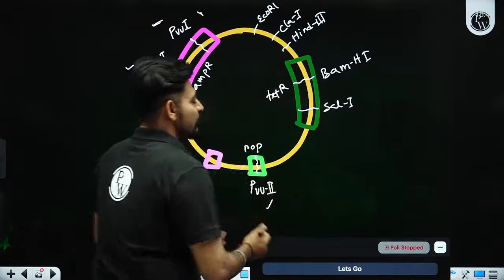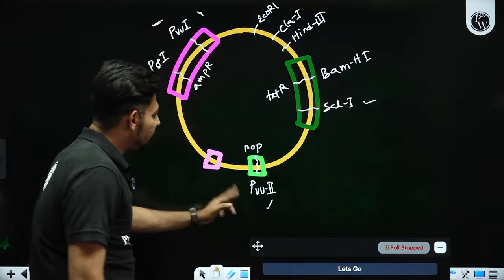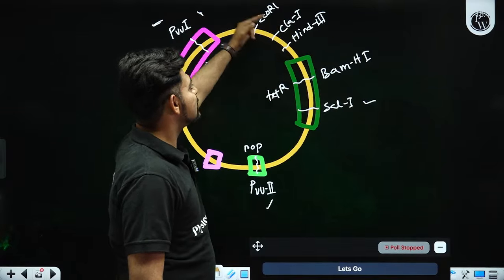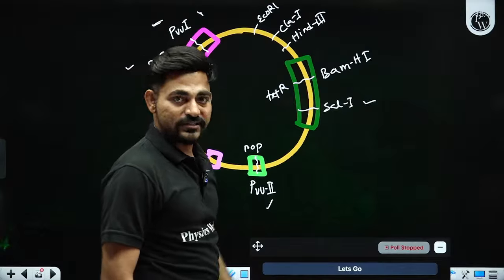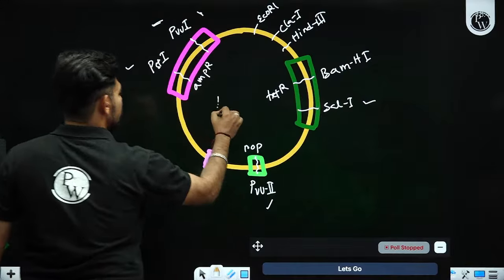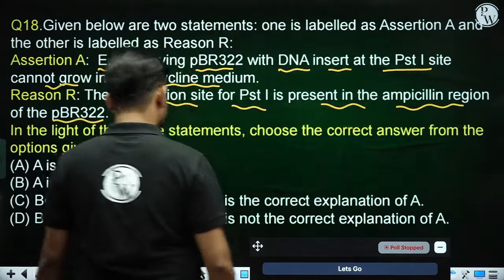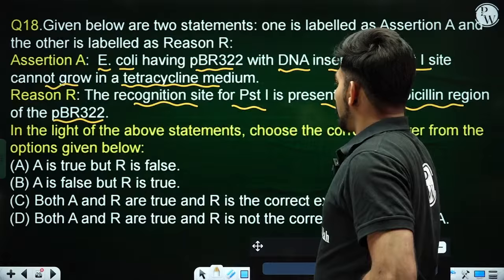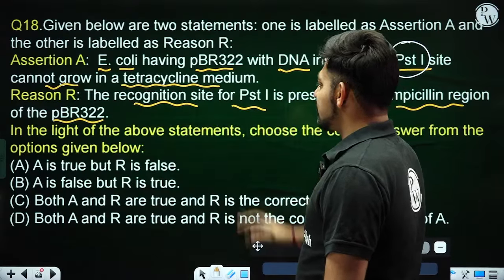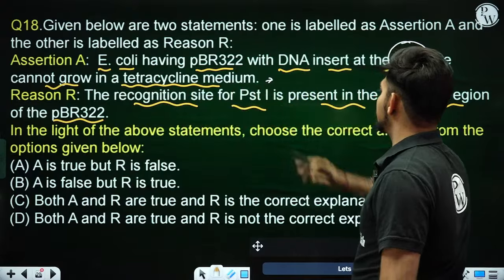And after that, you need to eat some salad. So pav bhaji pasta pav bhaji salad. Then BamHI, bana ke. Then in Hindi class, you are studying economics. In this manner, you can recall the chronology of the recognition sites of this particular plasmid pBR322. So that's why E. coli having the PstI site, which is present inside the ampicillin resistant gene, cannot grow in tetracycline medium.